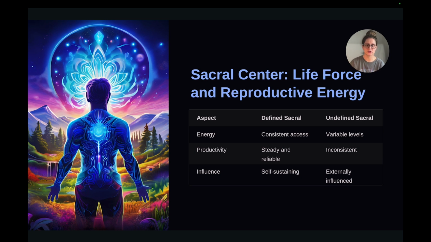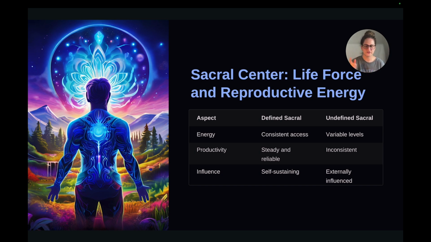Productivity-wise, a defined center is going to be steady and reliable. They are going to get the job done, consistency over time, right? They'll get the job done for you. An undefined sacral is going to be a bit inconsistent with things. They'll most likely still get the job done for you, but it's going to be a lot of work for a little bit, and then nothing, and then a lot of work again, and then they need to rest and recover. So they're going to have this up-down energy to how they get things done.